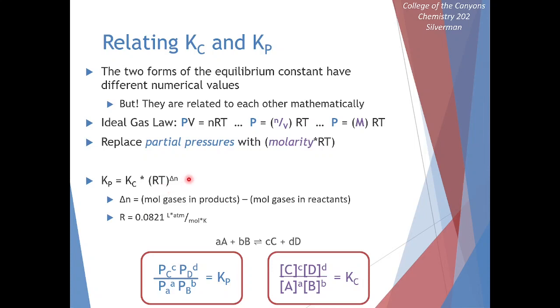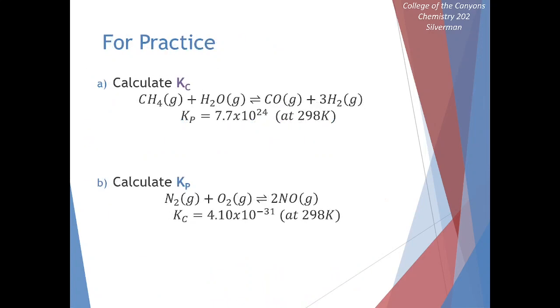Delta n is a little bit weird. This is the difference in moles of gas between our products and our reactants. Count up the moles of gas in the products based on the coefficients in our balanced reaction. Then subtract the moles of gas in our reactants based on the coefficients in our balanced reaction. Delta n is moles of products minus moles of reactants based on the coefficients. This is a little bit weird. Let's try a practice problem. Here we know that Kp is equal to some value. We want to find Kc.